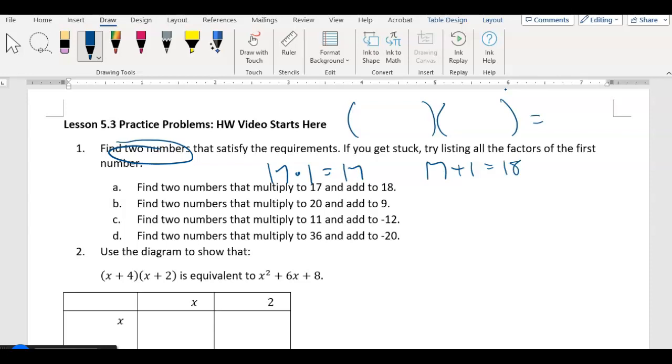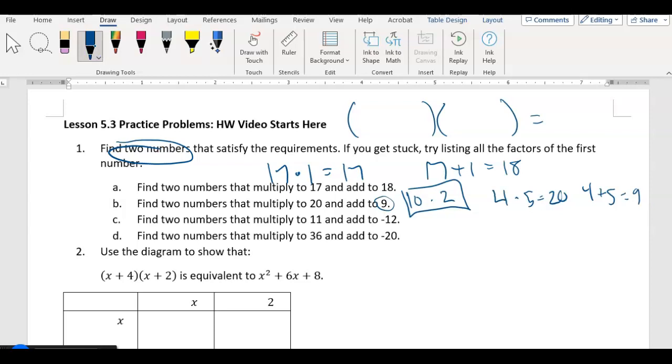Two numbers that multiply to 20 and add to 9. So I can list out 10 times 2 is 20. We can say 4 times 5. Now 10 plus 2 gives me 12, that does not equal 9. But 4 times 5 equals 20, and then 4 plus 5 also equals 9. So that gives us the one we're looking for.